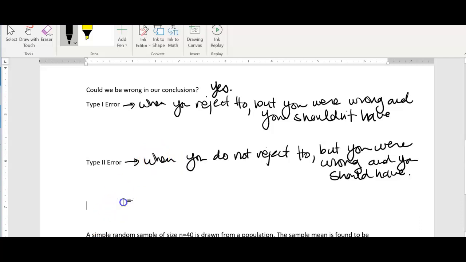So up here, you were wrong and you shouldn't have rejected. And here you were wrong, but you should have rejected H naught. Okay, so those are my two different errors. There's also a possibility that you were right. Maybe when you rejected H naught, you were correct and you really should have done it. Maybe when you don't reject H naught, that was right. You shouldn't have rejected H naught. So there's 4 possibilities.